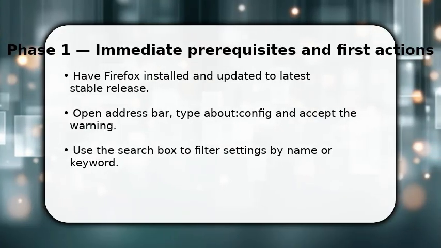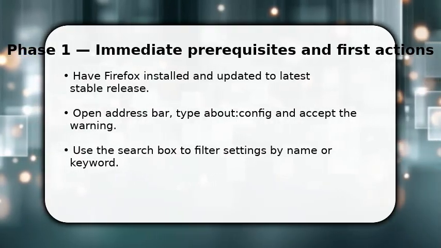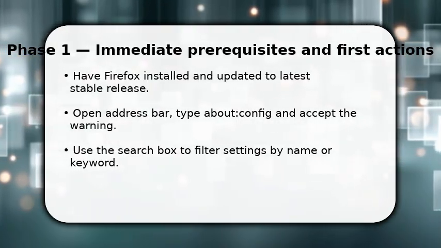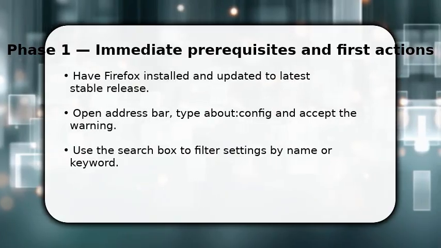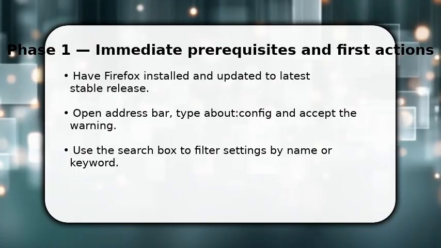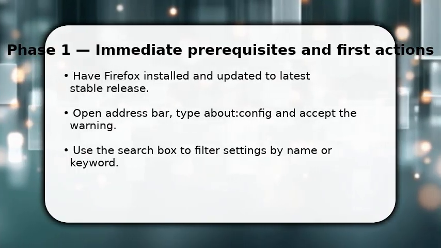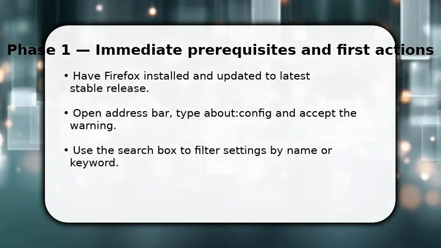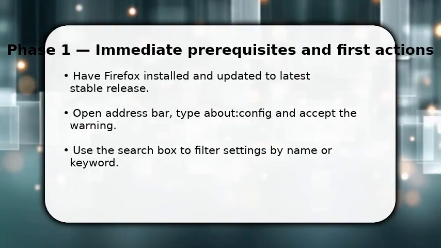You start by opening Firefox and going straight to about:config. Accept the warning so you can view advanced preferences. Once done, type a clear keyword or the full preference name into the search box to narrow results. Make sure to note whether each entry is user set or default. That tells you if code was modified.